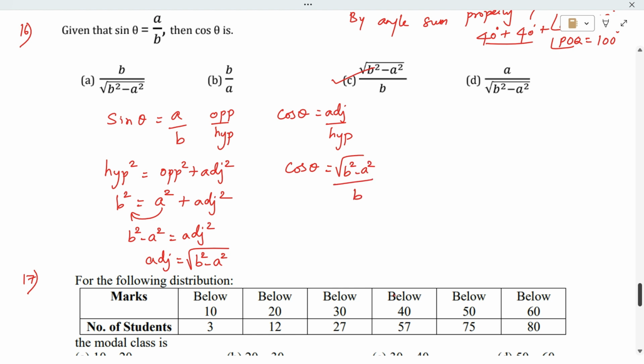So without the calculation, you can identify the hypotenuse is b. So there is no other option which has a denominator b. So it could be option C.